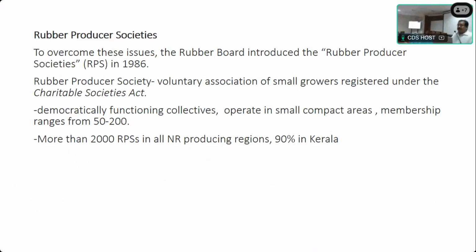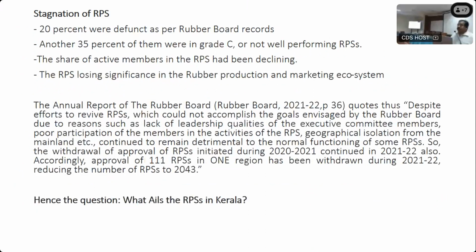So you can imagine that in every rubber producing village, you will have a few rubber producer societies, engaging in various activities with regard to rubber. But currently, the Rubber Board census identifies that only about 24% of these are found active, and about 35% are not well-performing RPSs. The second problem is that the active members within RPSs are declining, that is, those who are actually participating. In general, the RPS is losing significance in the rubber production and marketing ecosystem.